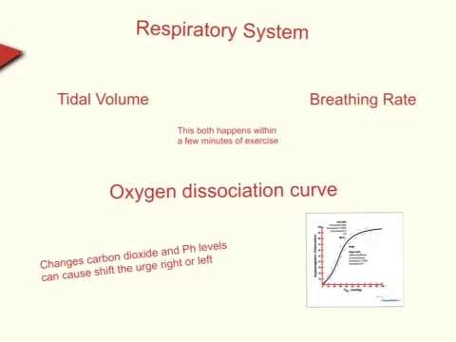An increase in temperature will move the curve right, and a decrease in temperature will move the curve left. More carbon dioxide in the blood will change the pH levels. These pH levels will change due to carbon dioxide being acidic.